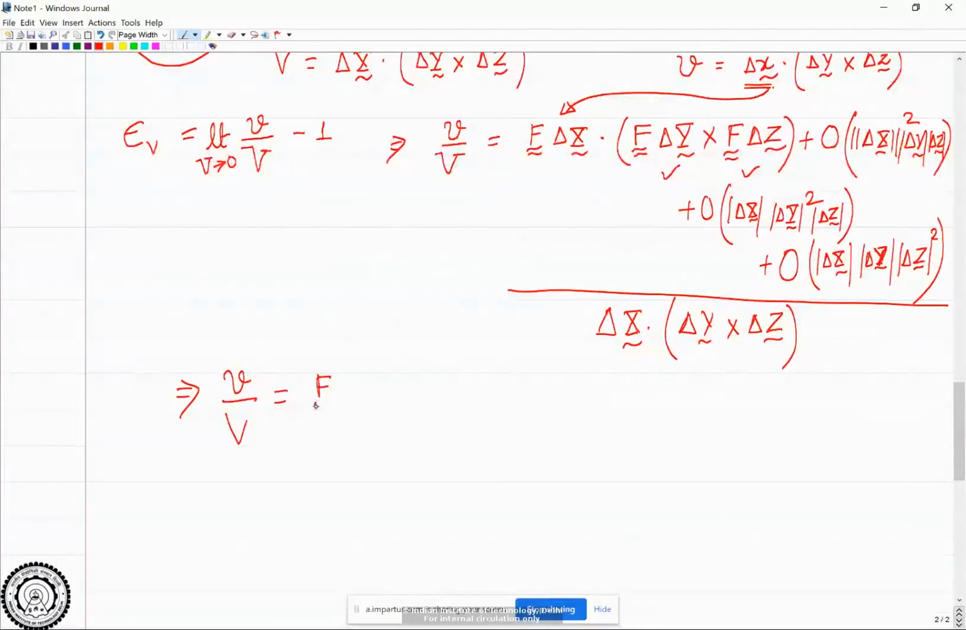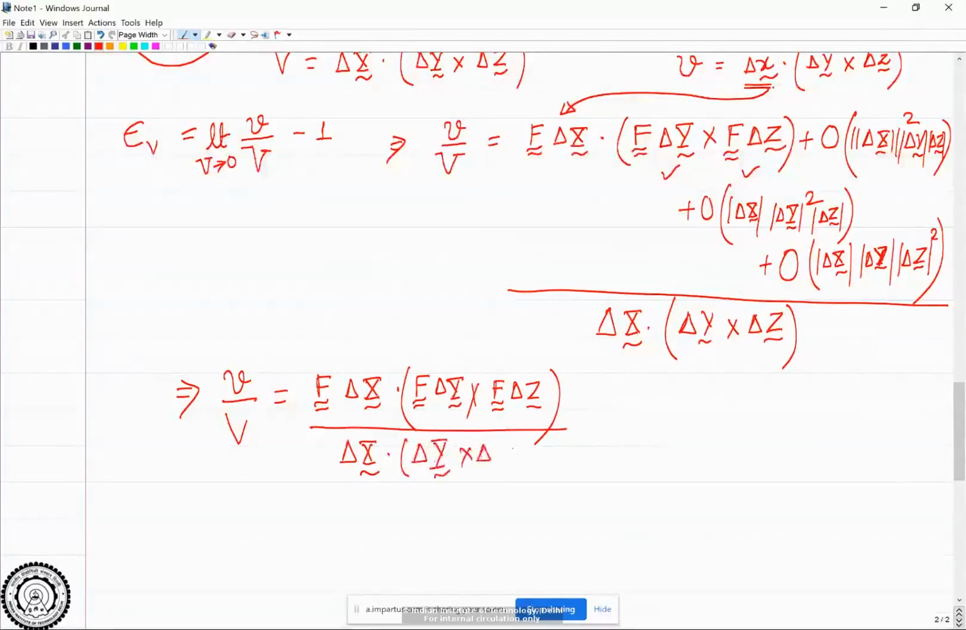So what we will have is big F delta capital X dot with big F delta capital Y cross product big F delta capital Z, divided by delta capital X dot with delta capital Y cross product delta capital Z, plus the error term. Can you guess what will be the error term here? Tell me, when you divide, what happens to the error term?